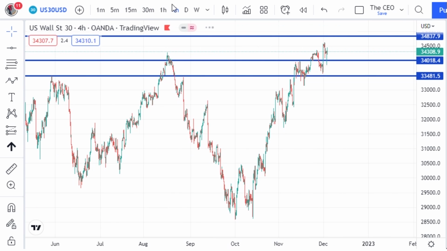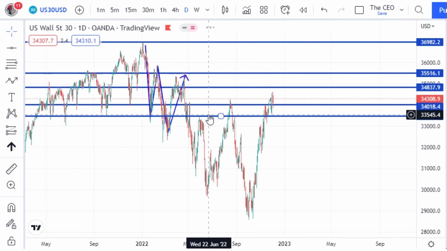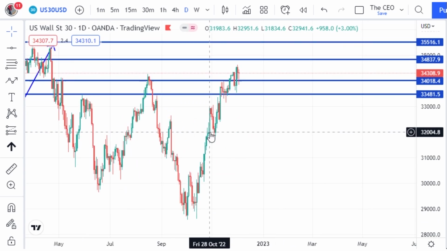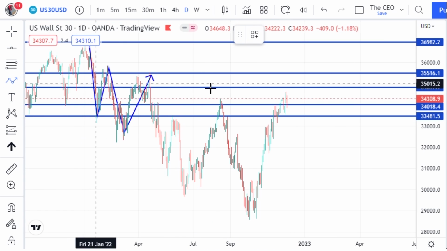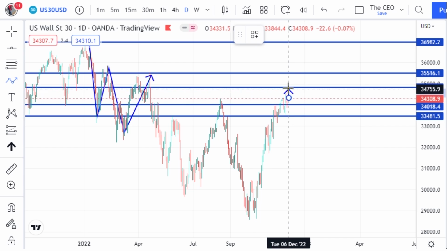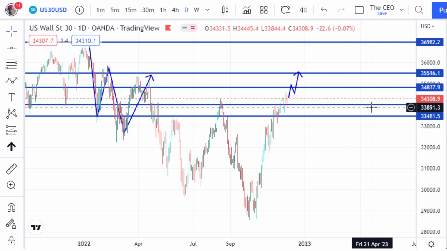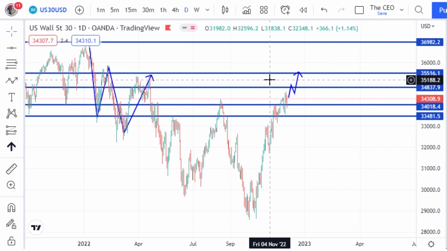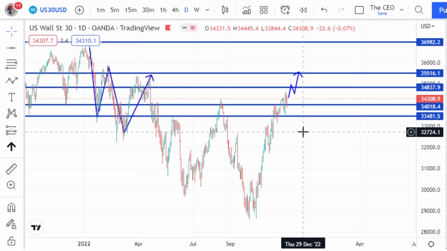Or what it might just do is go touch and then decline for a second and then break to the upside up until this level here, which is 35516. That's what the market might be doing for this coming week. So just be on the lookout for levels. Put your levels correctly. On a resistance you sell, on a support you buy, and that's what's up.